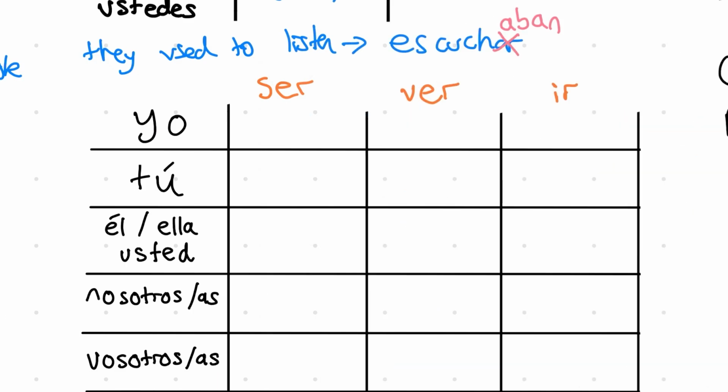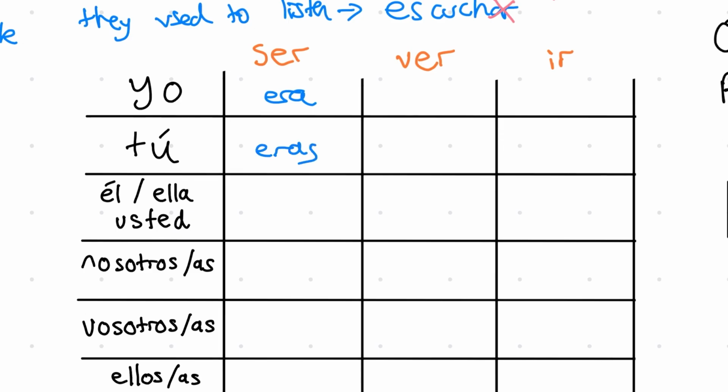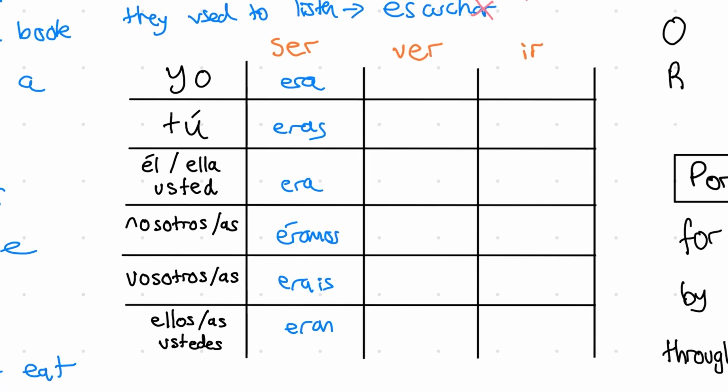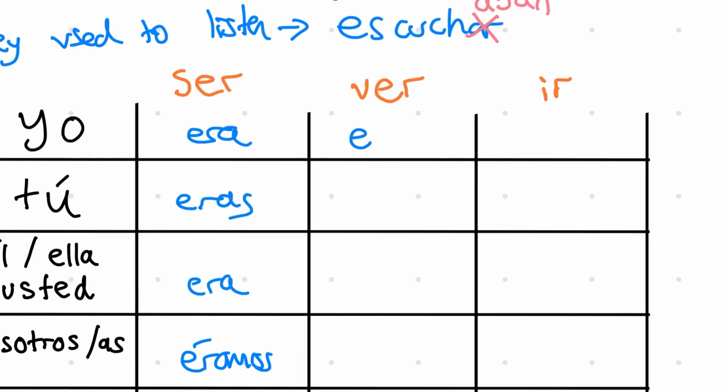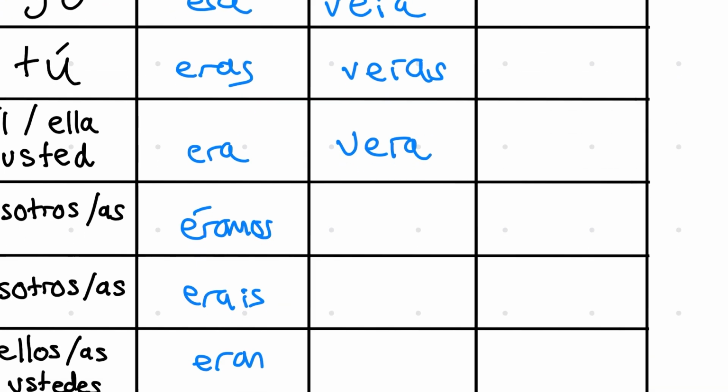So ser is irregular in the imperfect tense. So era is I was or I used to be. Then eras, era, éramos, the accent on the E, erais, and eran is they were or they used to be. Estar and all the other verbs apart from ser, ver, and ir are regular in the imperfect tense. So most verbs in the imperfect are regular, just these 3 are the only exceptions. So for ver, we have veía, with accent on the I, veías. Then it's the same here for the he, she, veía, veíamos, veíais, and veían.